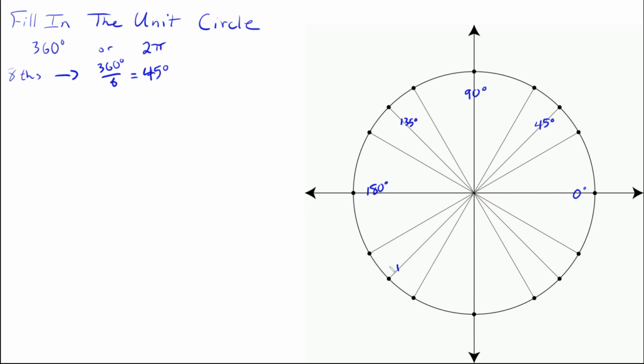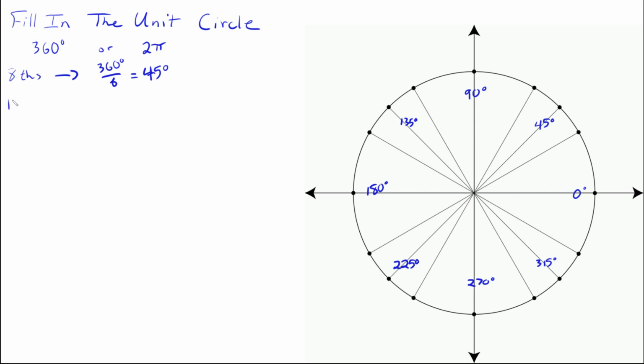then this is 210. That's not correct. Gotta actually add these at some point. 225 degrees. Then this will be 270 degrees and 315 degrees. And 360 degrees is back to here.